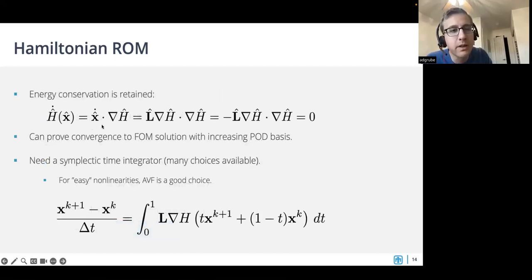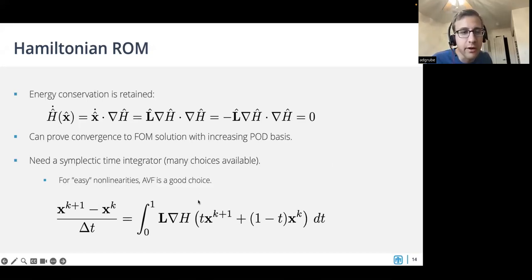So then it's pretty easy to see that energy conservation is retained by this procedure, because all you really need for that is the skew symmetry. And you can also prove things related to convergence, which we'll have similar analogs in my work. The one thing that I want to make explicit here is that you should be careful about your time integration also. If you really want to make the most use of these energy conservation behaviors, then you need to make sure that you're also applying a symplectic integrator.